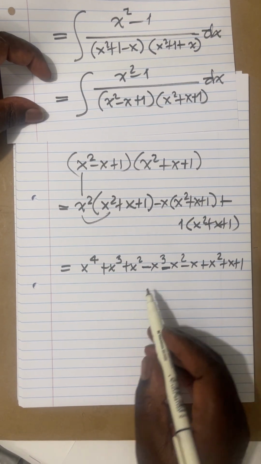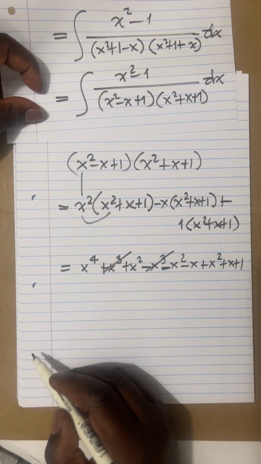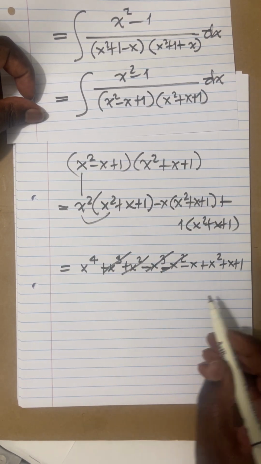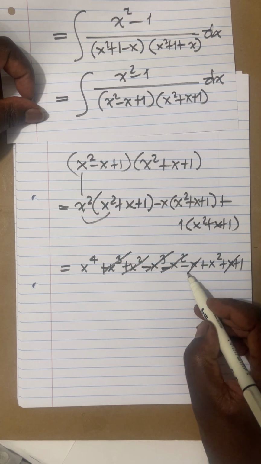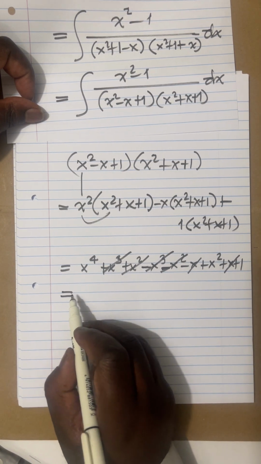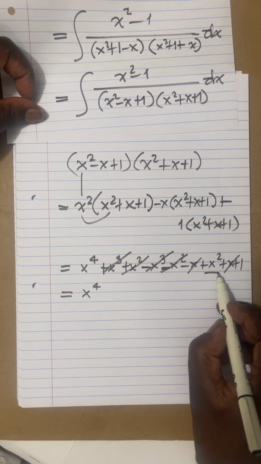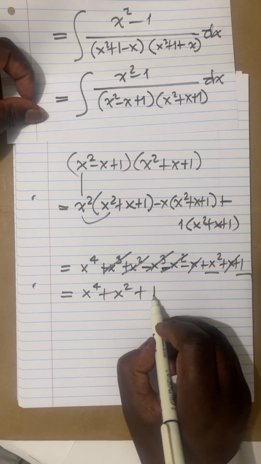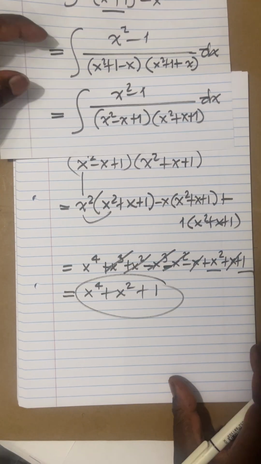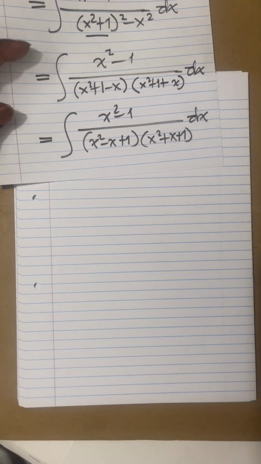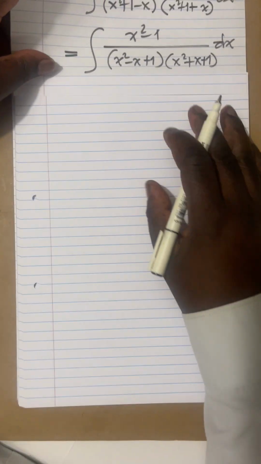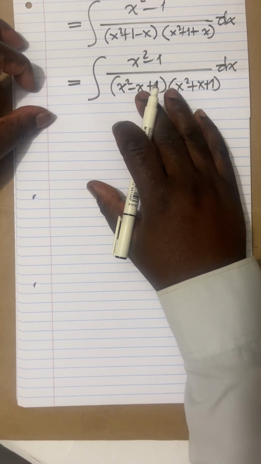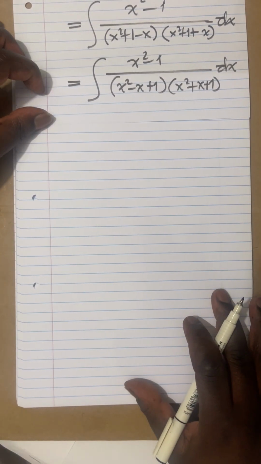Now watch something here. This term cancels that term. That term cancels that term. And that term there cancels that term. So what are you having left in the denominator? x power 4, and then that term there, x squared, and then the last one there, plus 1. So it simplifies back to the original expression. So let's carry on then. Now, what we're going to do next is to decompose this one using partial fractions.